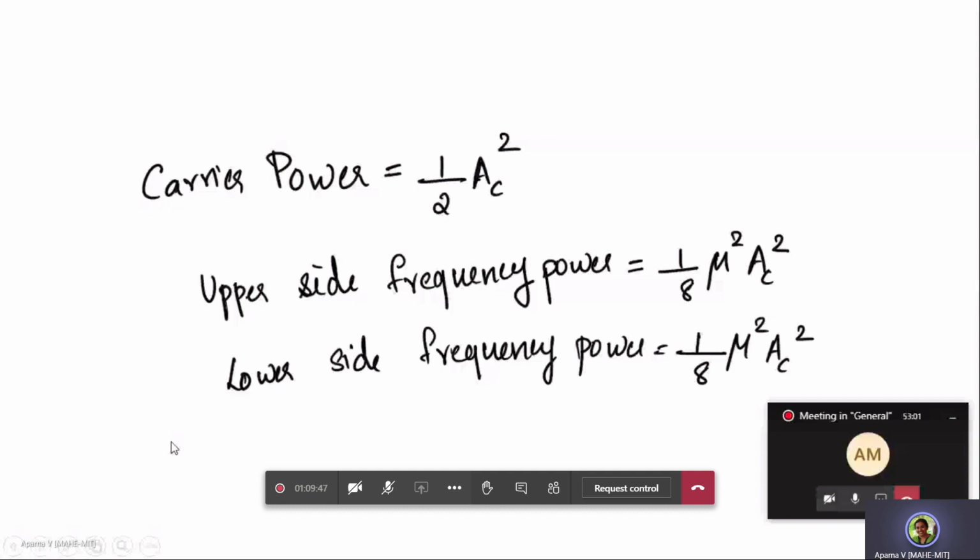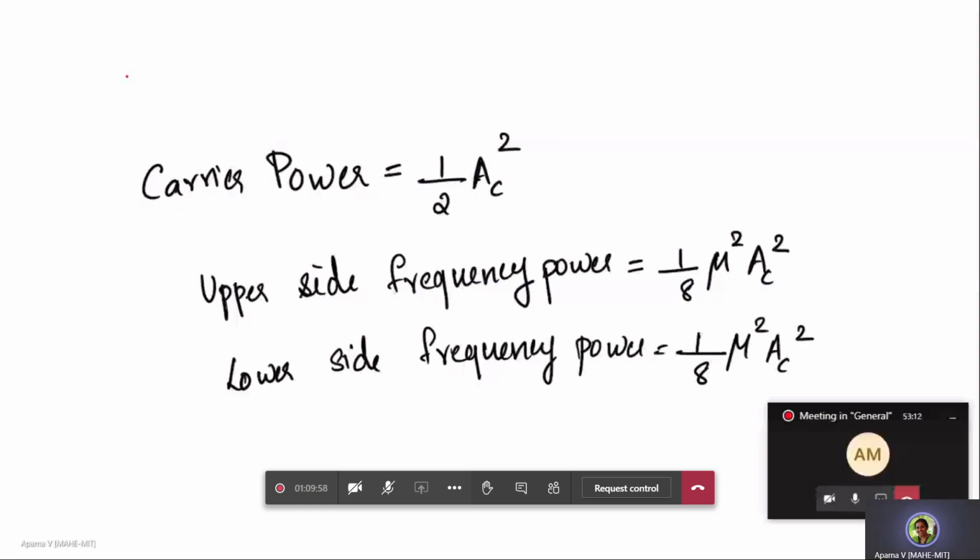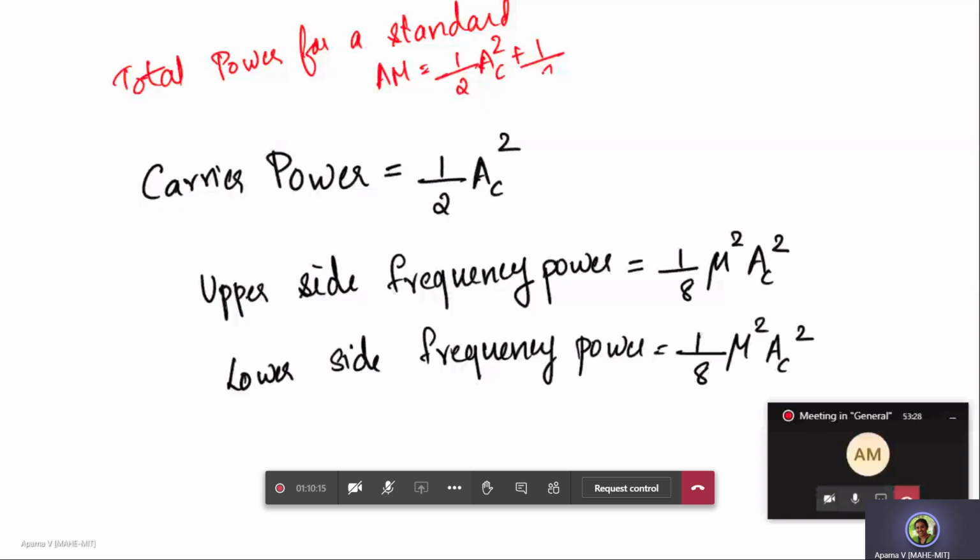And this conveys what? The total power for a standard AM signal will be equal to half AC square plus 1 by 8 mu square AC square plus 1 by 8 mu square AC square. Are you getting it?